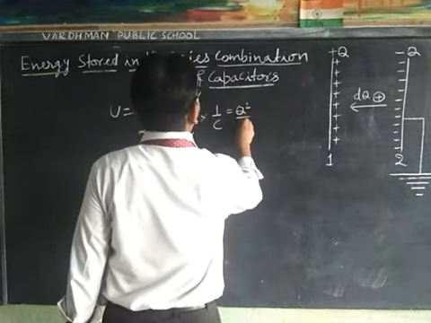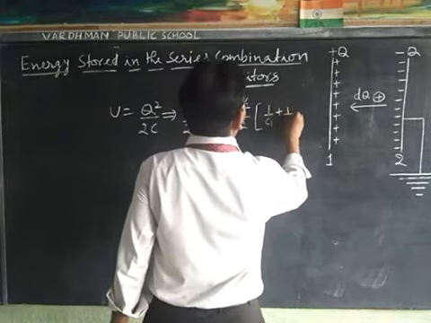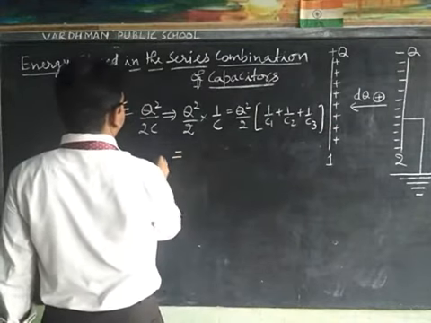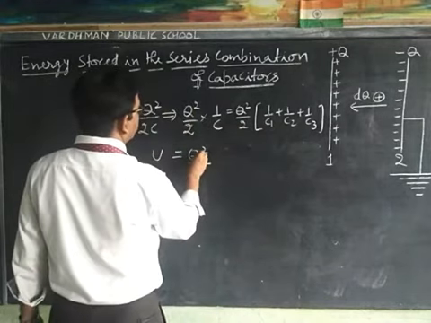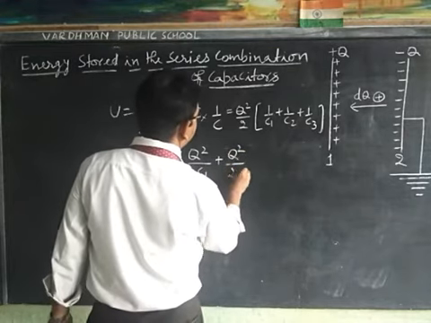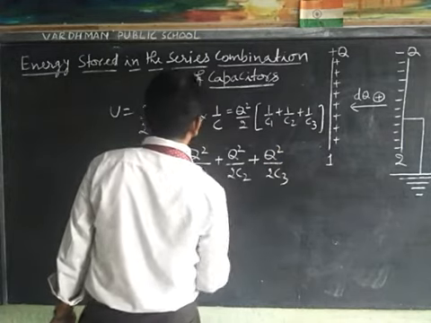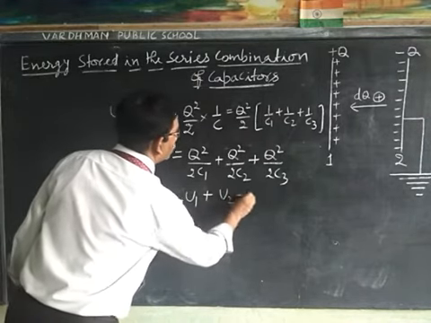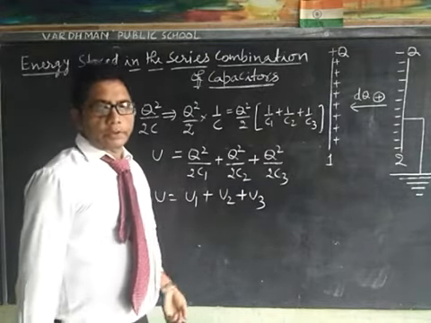Q squared upon 2. In series combination, 1 upon C is equal to 1 upon C1 plus 1 upon C2 plus 1 upon C3. Therefore, it becomes U is equal to Q squared upon 2C1 plus Q squared upon 2C2 plus Q squared upon 2C3. Therefore, it can be written as U is equal to U1 plus U2 plus U3.